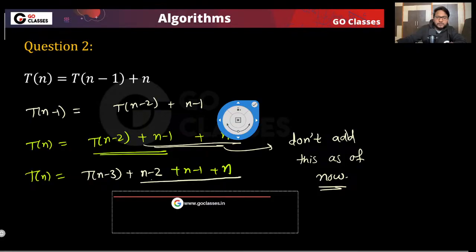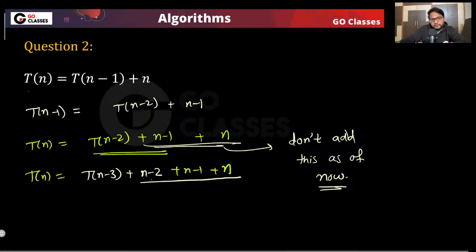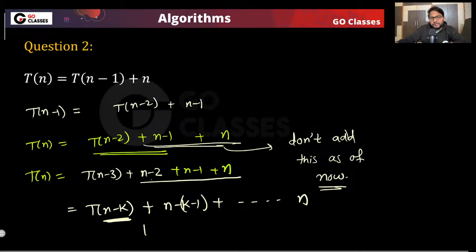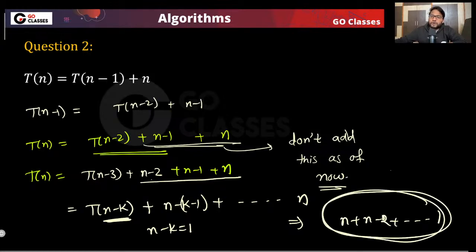The answer will be T of n minus k, and then the series goes till 2, right? n minus 1 till 2. Similarly, it is till k or k minus 1, doesn't matter basically. Plus n. So if n minus k is 1, then this will be T of 1, okay? So basically this series will boil down to n minus 2 till 1, right? And then this is an AP series. If you remember this AP series, this is n square, right?